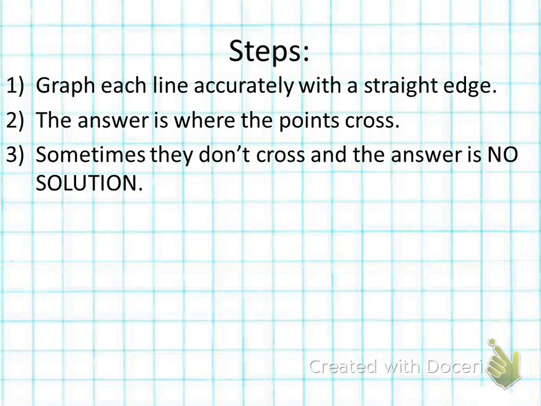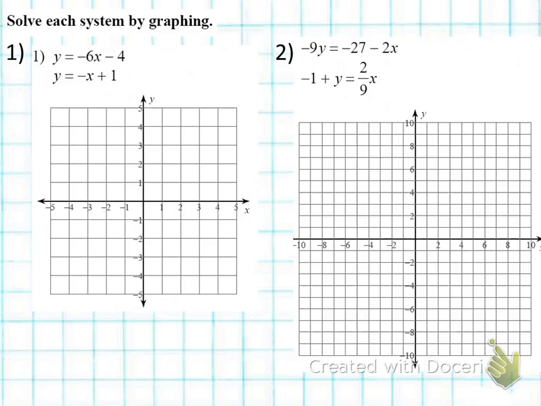So here are the steps. Graph each line accurately with a straight edge. The answer is where the lines cross. Sometimes they don't cross, and the answer is no solution. So, all right, watch me do numbers 1 and 2. Here we go. Number 1.